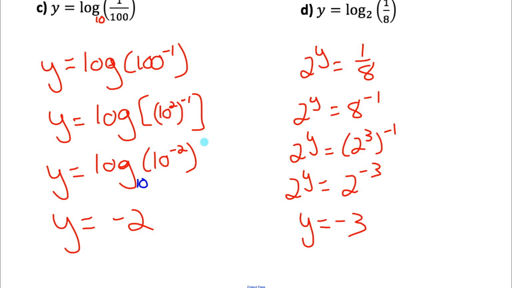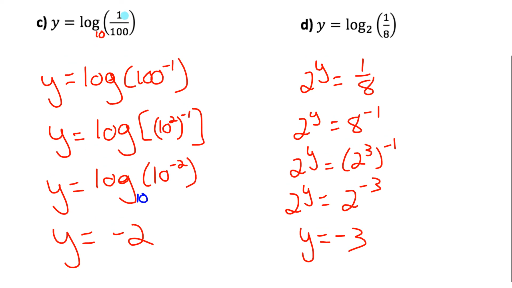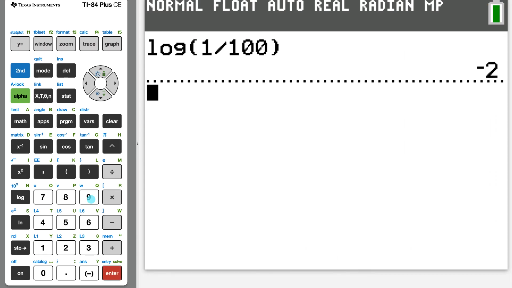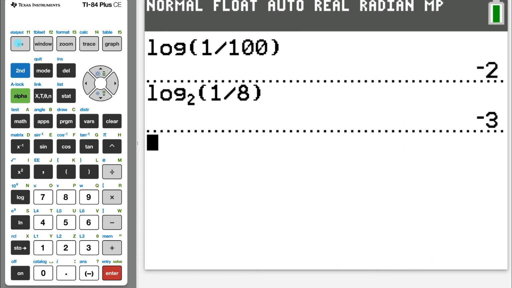Now, I realize, like I said before, you could just type either of those on your calculator. It'll give you the answer. Let me prove that to you. Log of 1/100, it'll give you -2. And log base 2 of 1/8, it'll give you -3.